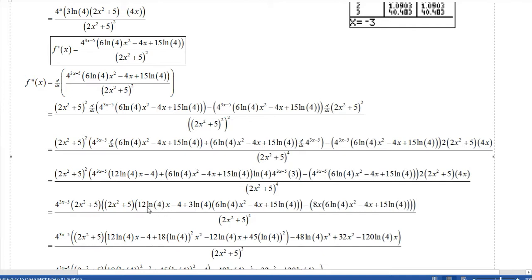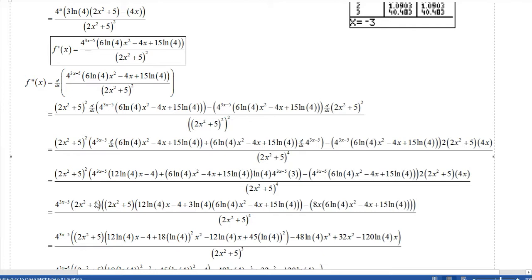And then this is going to distribute, let's see, where am I? Leave that out there. And I've got these, let's see, we still got that term, the 12 ln of 4, we got the minus 4. Now we're going to take this 3 ln of 4 and distribute it. So this is 18 ln of 4 squared times x squared minus 12 ln of 4 times the x, and this is plus 45 ln of 4 squared. Let's get a little bit nasty on the arithmetic or the algebra here.